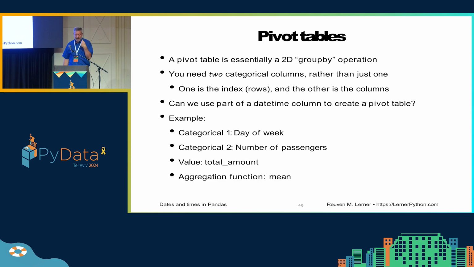So for example, I could say, categorical 1 is the day of the week, categorical 2 is the number of passengers, the value is the total amount, and the mean will be the aggregation function I use. By the way, couldn't I just have done this as a groupby with the two columns? The answer is yes, and then I would have ended up with a series with a 2-level multi-index. Watch this, folks. Here is my multi-index with 2 parts, right? And then I pivot it. That's why it's called a pivot table. Ta-da! Anyway, basically it's the same data, just moved around a little bit so we can understand it better.